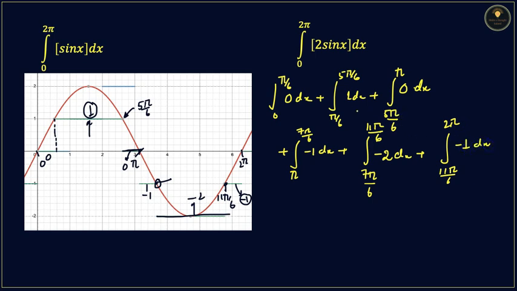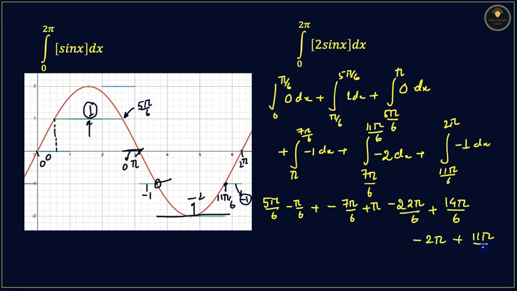And now let's put the values here. You will get this one as 5 pi by 6 minus pi by 6. In this one, you will write minus of 7 pi by 6. This one as minus 2 into 11, that is equal to 22 pi by 6, minus minus plus, that is equal to 2 sevens are 14 pi by 6. And this one we can write as minus of 2 pi plus pi by 6. Once you solve this one, you will get the value as pi by 6.